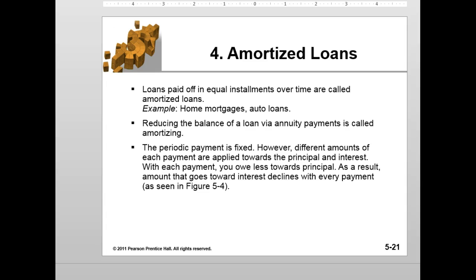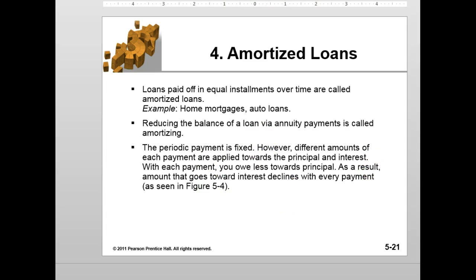Let's look at the next one, which is an amortized loan, and we do these all the time. Home mortgages, home loans, autos, anything where you have a payment due out where they reduce the value of the loan via annuity payments, and this is called amortizing. So you have an amortization schedule.